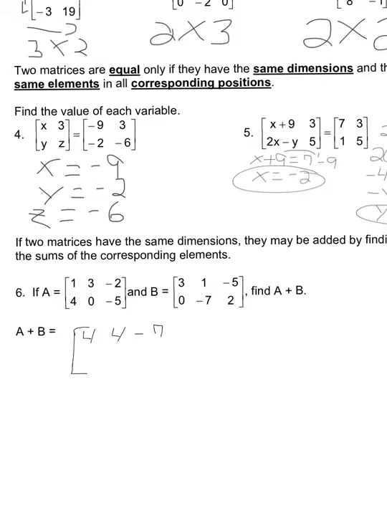Now the bottom left, 4 plus 0 is 4. 0 plus a -7 is a -7. And the bottom right, -5 plus 2 is -3. That is it. That is the answer for that one. Okay, next page.